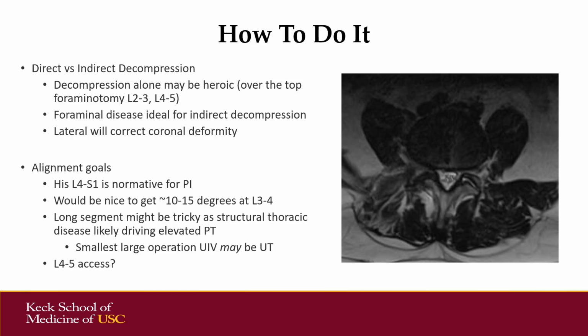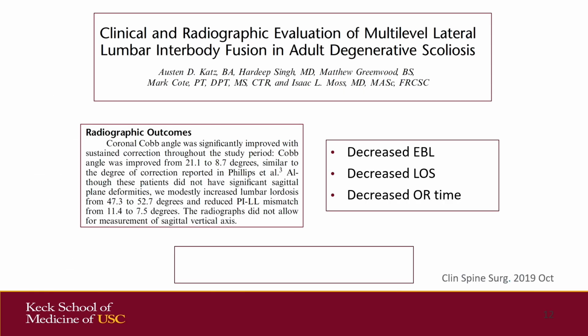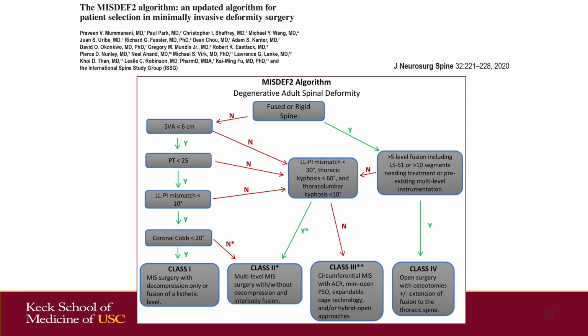One thing also to consider, Scott was able to get a 4-5 XLIF. I don't know if he did it through an ATP. I take a look at this, and this is probably like an ATP at the 4-5 level, and 2-3 and 3-4 was reasonable. Laterals to treat this, obviously other speakers have talked about this: decreased EBL, decreased length of stay, decreased OR time, decreased morbidity.